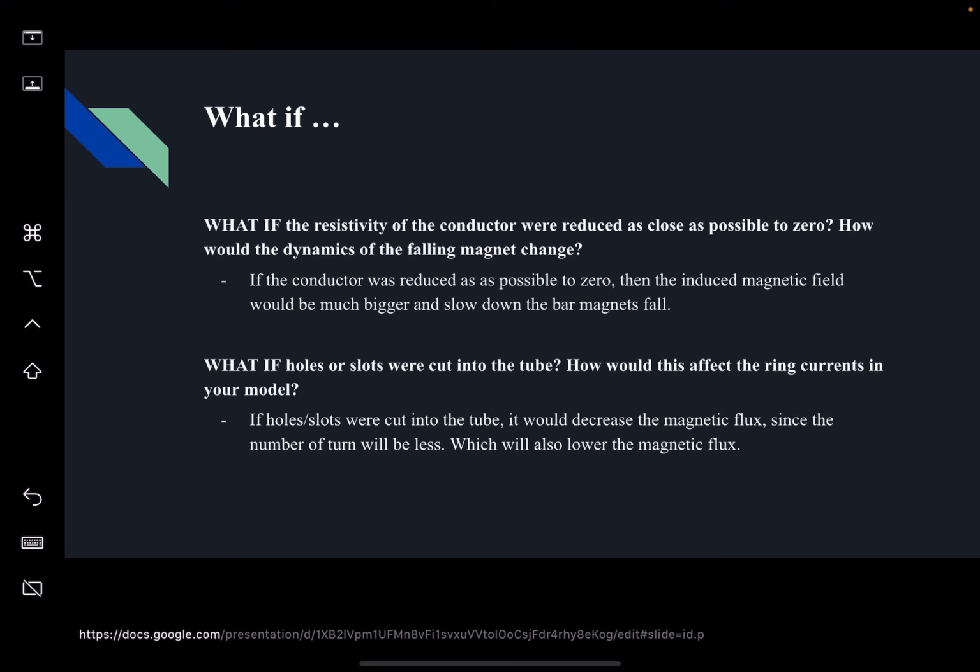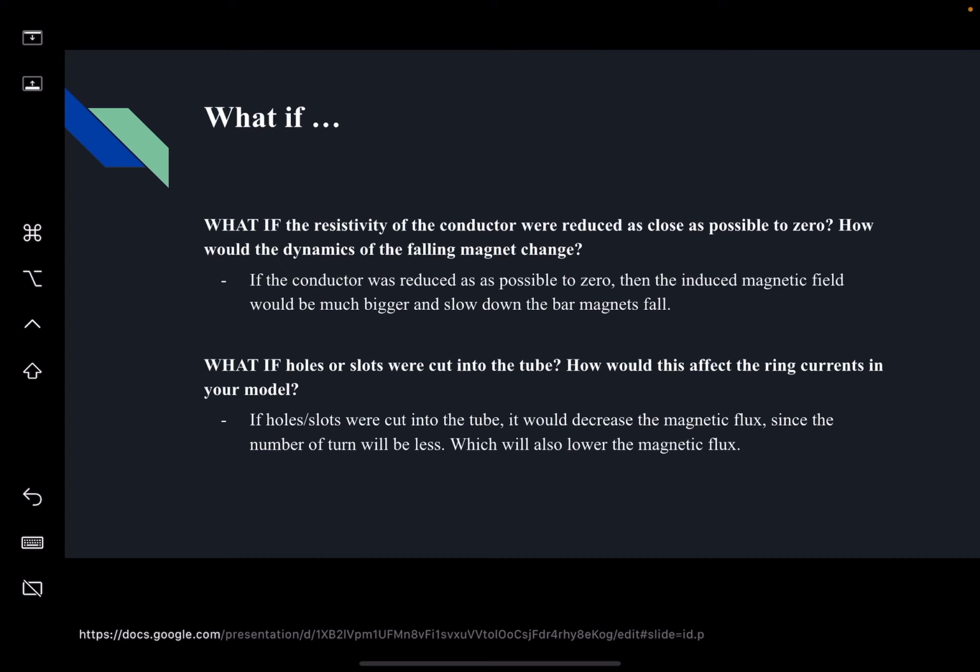What if the resistivity of the conductor were reduced as close as possible to 0? How would the dynamics of the falling magnet change? If the resistivity was reduced as close to 0 as possible, then the induced magnetic field would be much bigger and slow down the bar magnet's fall.